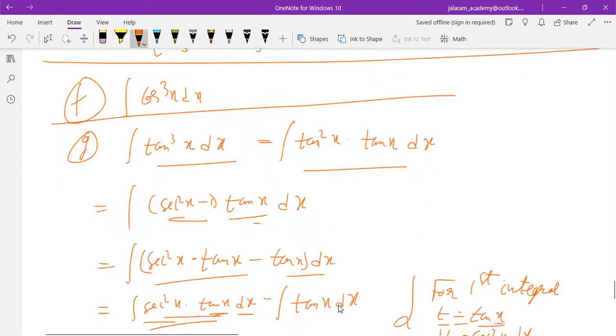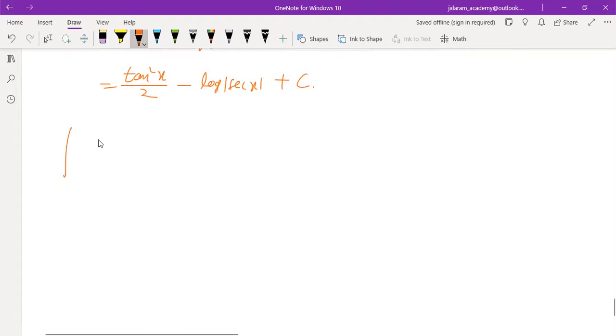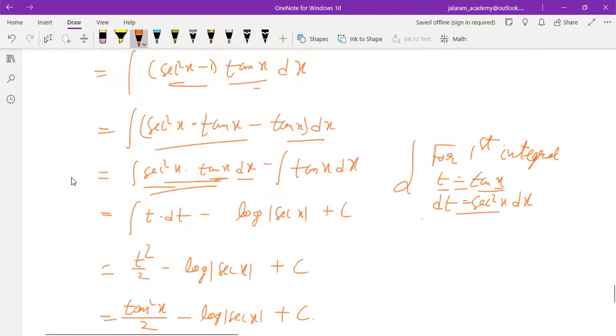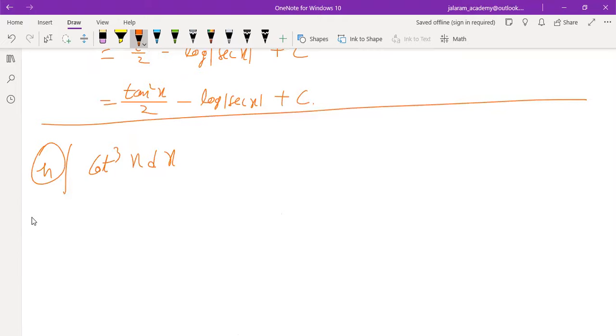Similarly, we can integrate the integration of cot cube x also. First write it as cot square x into cot x. So all these are the general methods. Remember them, learn how to integrate.